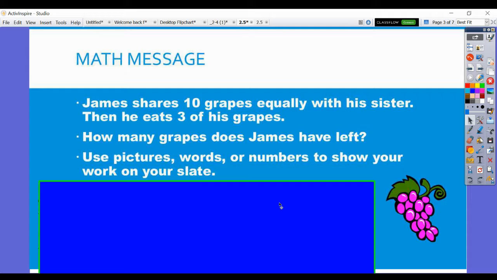James shares 10 grapes equally with his sister. Then he eats 3 of his grapes. How many grapes does James have left? Let's remember to read the problem twice so we fully understand it.